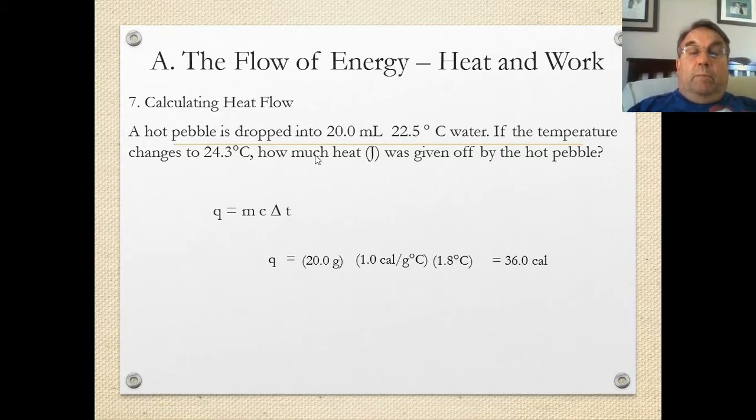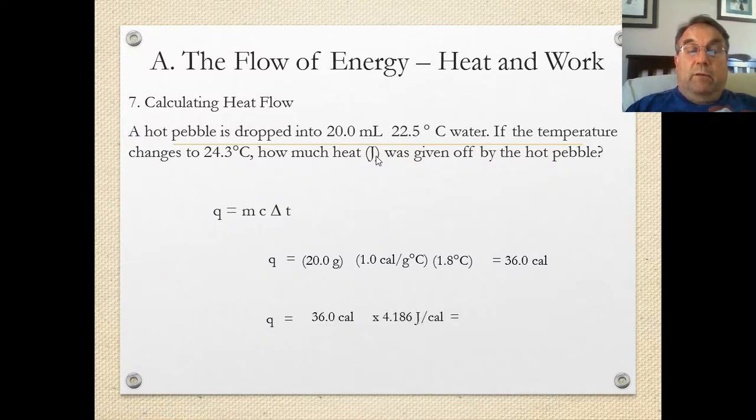Oh wait, but this says joules. Oh, okay. So all I have to do is take the 36 calories and multiply it by the conversion factor, 4.186 joules per calorie. So it's 151 joules. So the amount of energy absorbed by the water from the pebble is 151 joules. So the amount of energy given off by the pebble is 151 joules.